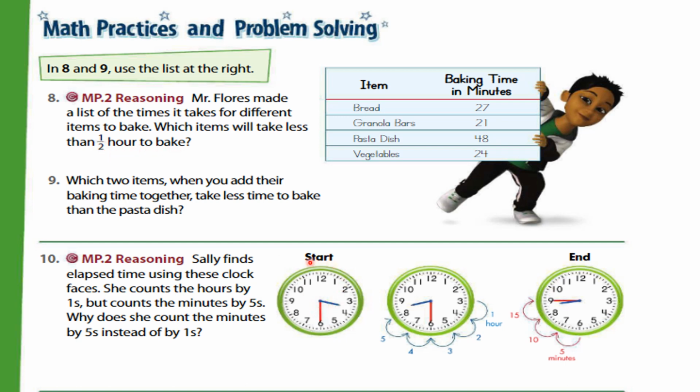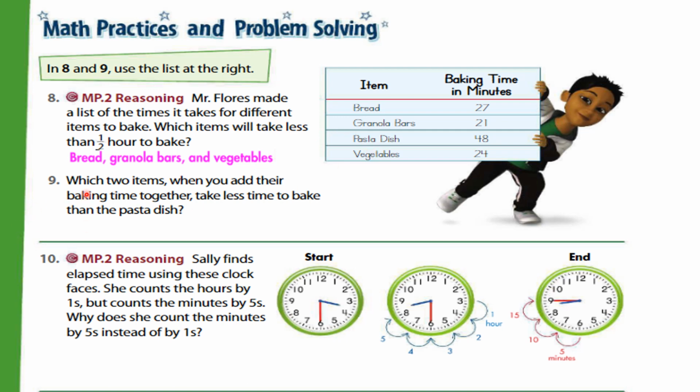So first of all, just look at this clock, for example. Half, you have half on what number? Excellent, on 6. Half hour is on 6. On 6 you have how many minutes? Excellent, 30 minutes. So look in the table and tell me which item took less than 30 minutes in baking. Very nice. Bread, granola bars, and vegetables. They all took less than 30 minutes to bake.